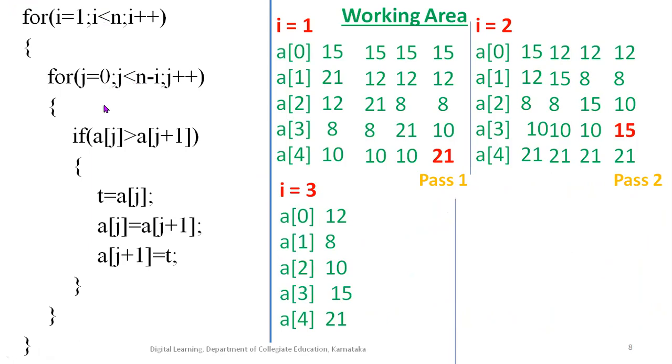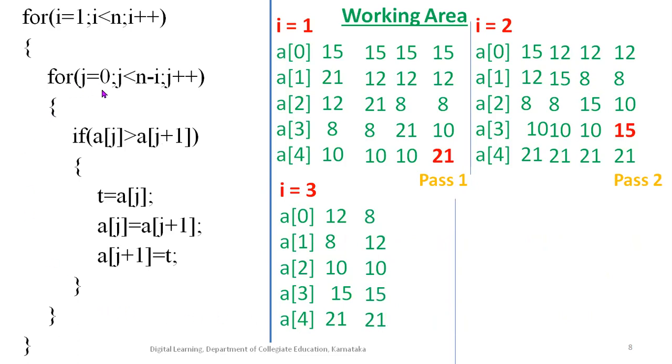Now when j is 0, we enter inside the j loop. So here a of 0 and a of 1 is being compared. So a of 0 is 12, a of 1 is 8. Yes, again 12 is greater than 8. So these two elements have to be swapped. So after swapping, the list is going to appear like this: 8, 12, 10, 15 and 21.